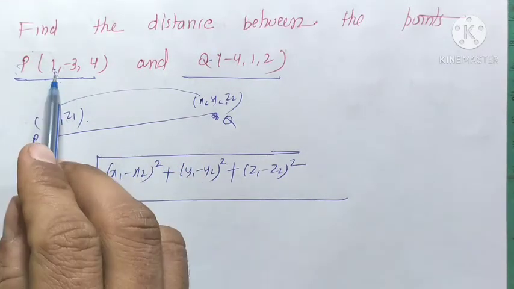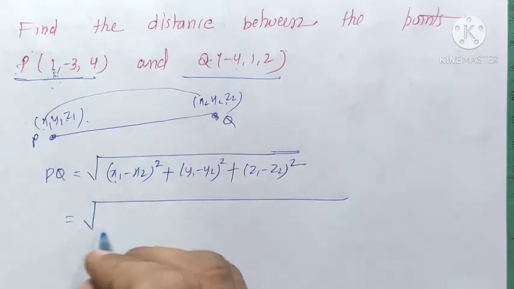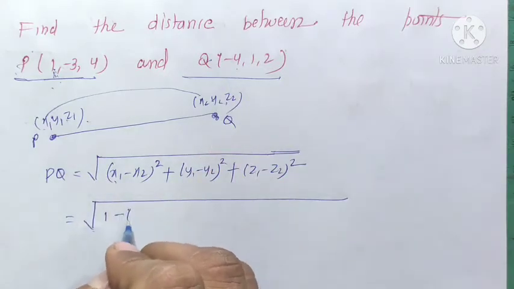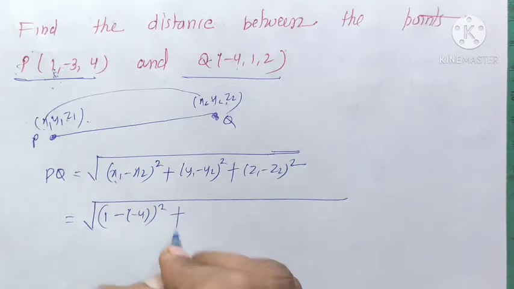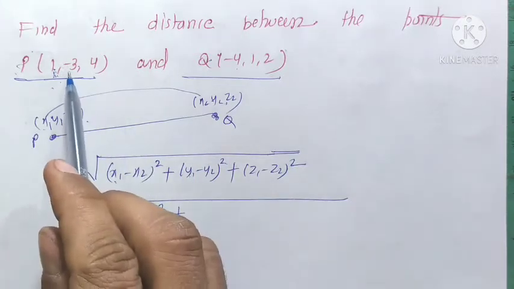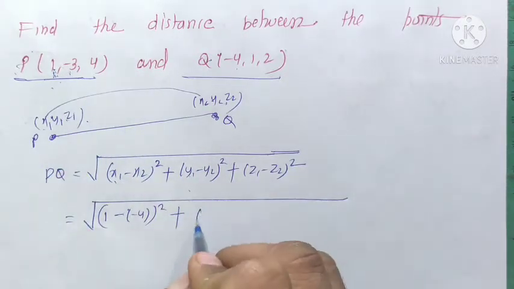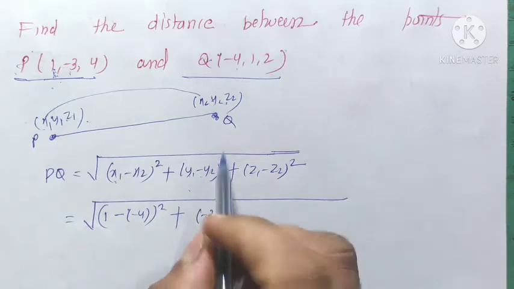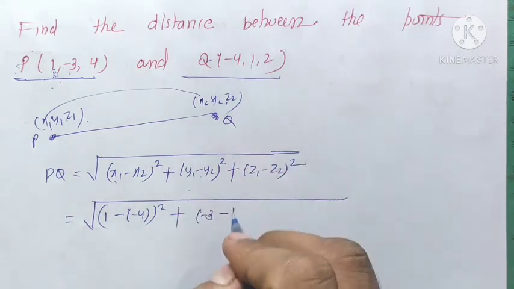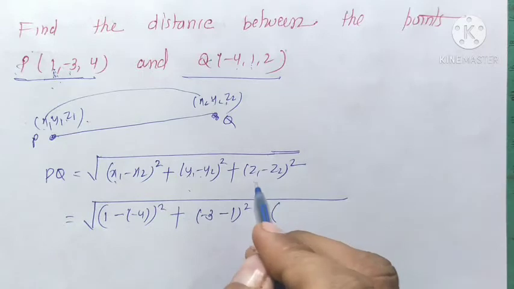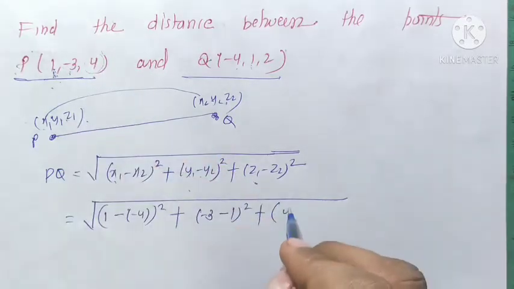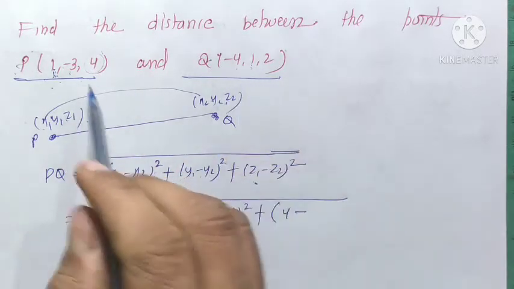What is x1? 1, and x2 is minus 4, so 1 minus minus 4, whole square, plus what is the y coordinate here? y1 is minus 3, the minus comes here, and y2 is 1. What is the z1 coordinate? 4, the minus sign comes here, and z2 is equal to 2.